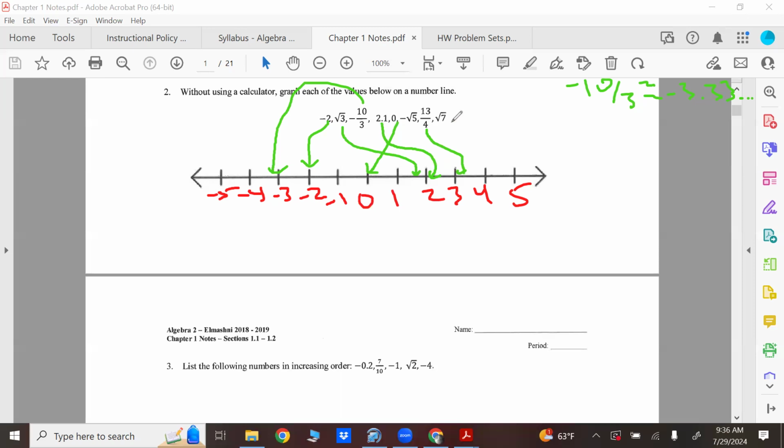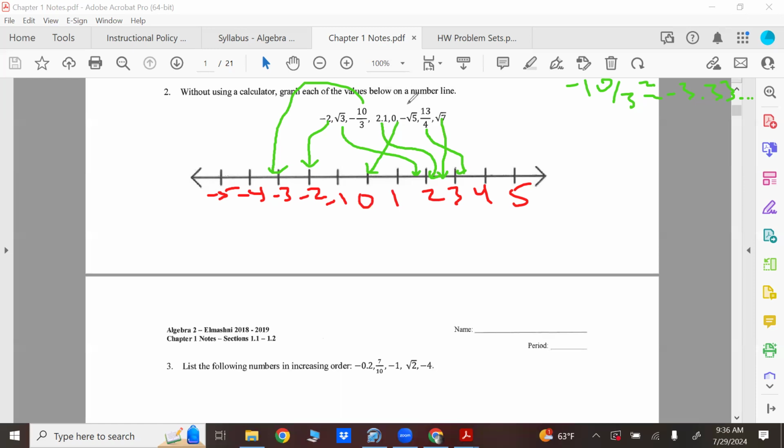How about √7? That's in between what two whole numbers? Between what two numbers would you say? It's bigger than √4, right? Is it less than √9? And what's √9? So it's between 2 and 3. Where it is exactly, I don't know. Is it more than 13/4? I think so. But that's okay if you don't know that.